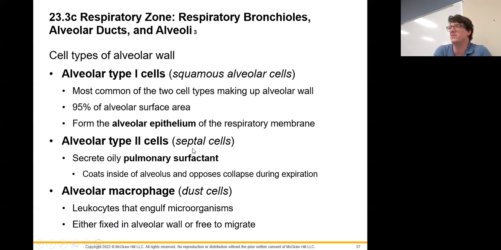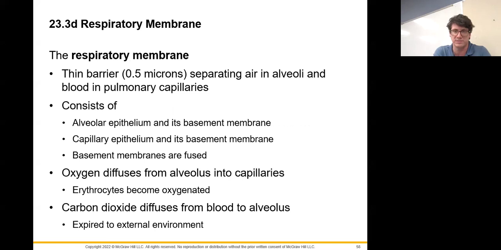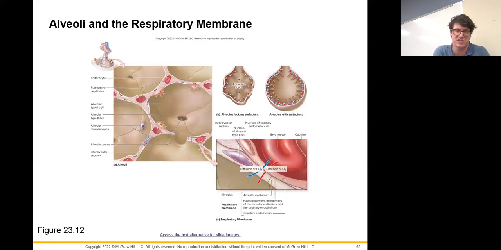We're also going to find some macrophages, or what we call dust cells, in here, that are going to help find any particles or any microorganisms that work their way in, which, as you can imagine, is going to happen somewhat often. So we've got our macrophages here, and we've got cells secreting surfactant here. So our alveolar type 2 cells here, and the rest of these are going to be our type 1 cells.